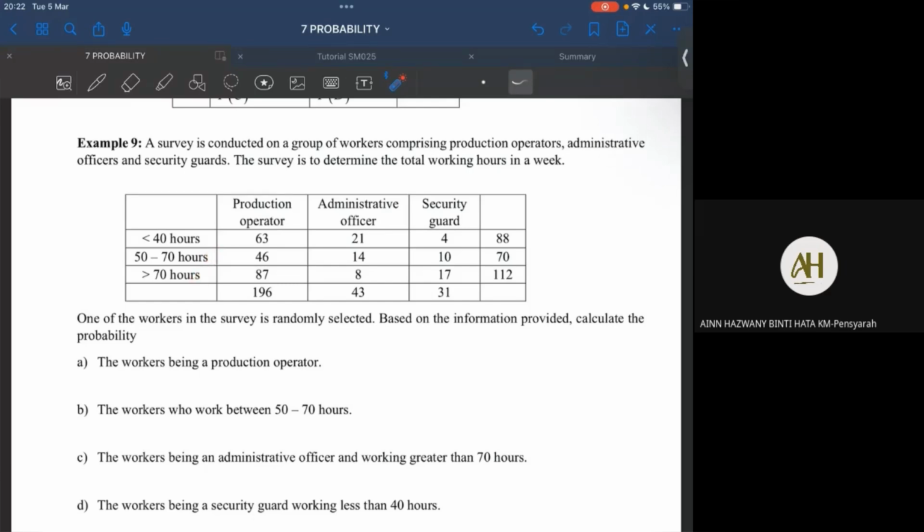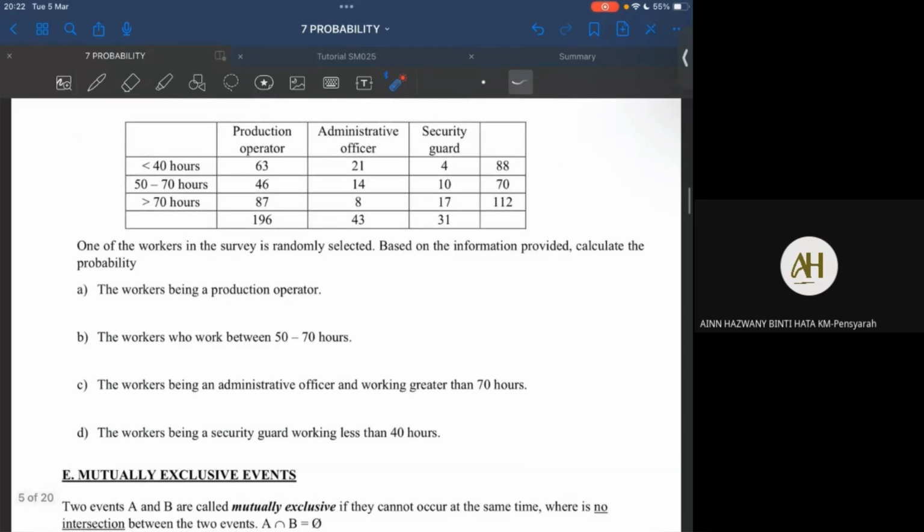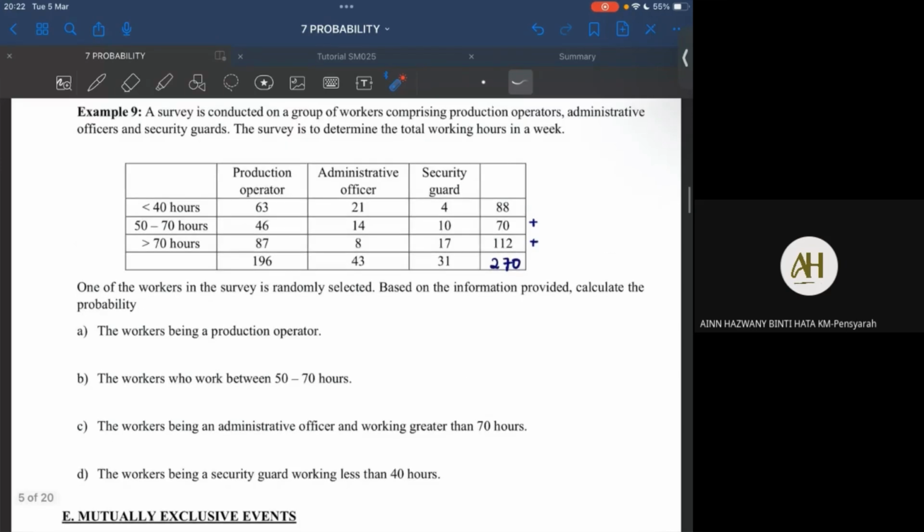working hours dia. Okay, so how are we going to do this? Is very straightforward. Okay, yang penting kena overkan dengan total kita. So total dekat sini ialah we have 88 plus 70 plus 112. So we have 270. Same goes kalau kita tambah inilah. Okay, so probability anything yang dia nak overkan dengan 270. Okay, so let's put this as production operator P, admin officer A, security guard S. Let's put this as X, Y, Z.